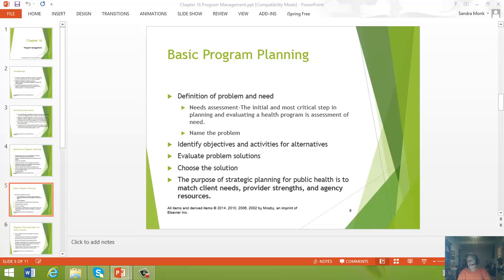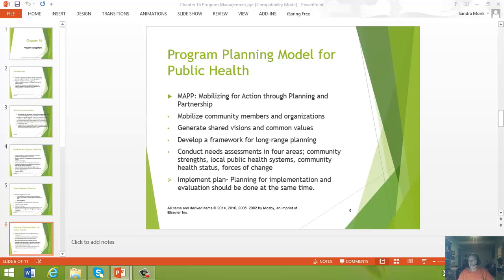And then the purpose of this strategic planning for public health is to match client needs, provider strengths, and agency resources. We've talked about before that not every health department, not every state, not every community has the same services provided by public health, and that this is one of those reasons why different programs are planned and implemented in different communities. And also the community is part of that program planning as well.